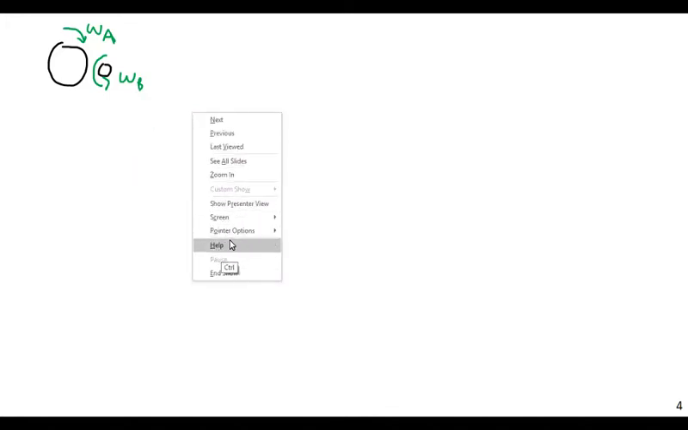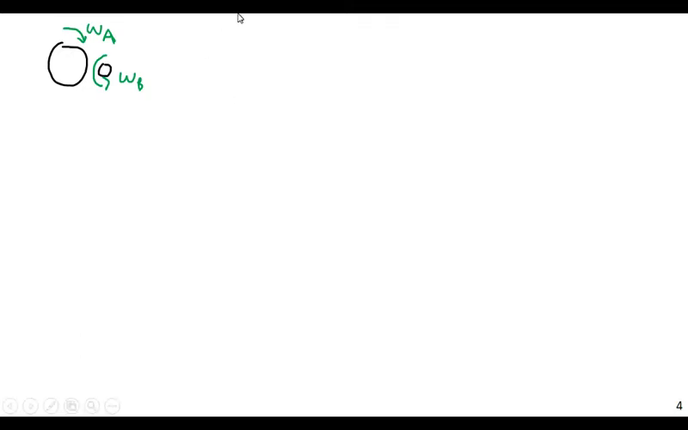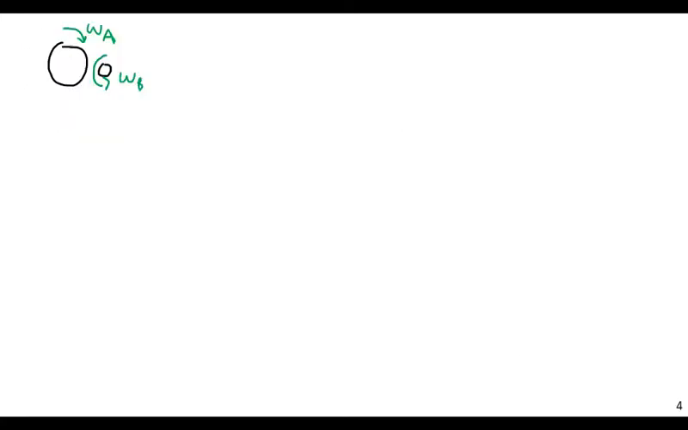So my first step will be, I want to first find the angular velocities of each. So if they were speeding up or slowing down, they'd have the same tangential acceleration as well. Yes, exactly. And they are in fact speeding up, because we're going to be looking at an initial and a final. It started from rest, and then I'm saying basically, the revolutions required of B before omega reaches 600 RPM. So it actually is accelerating, yes. In that case, if they're accelerating, they will have not only the same tangential velocity, but the same tangential acceleration. They have to be in contact.